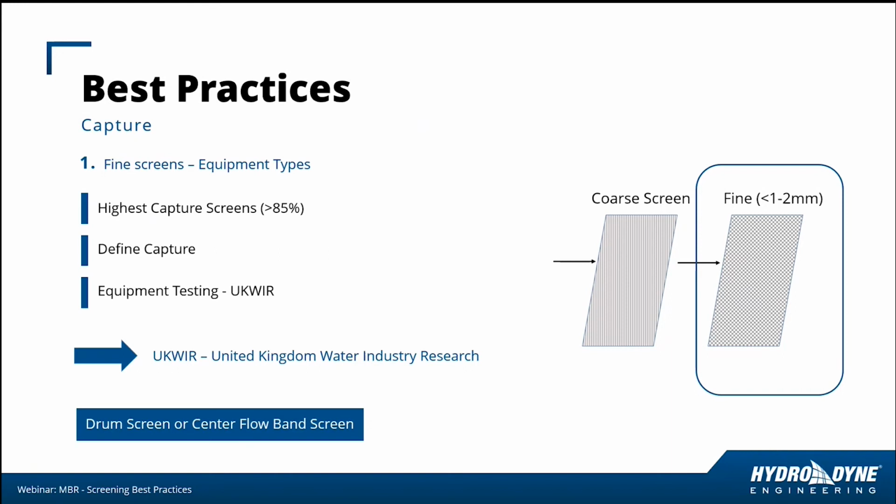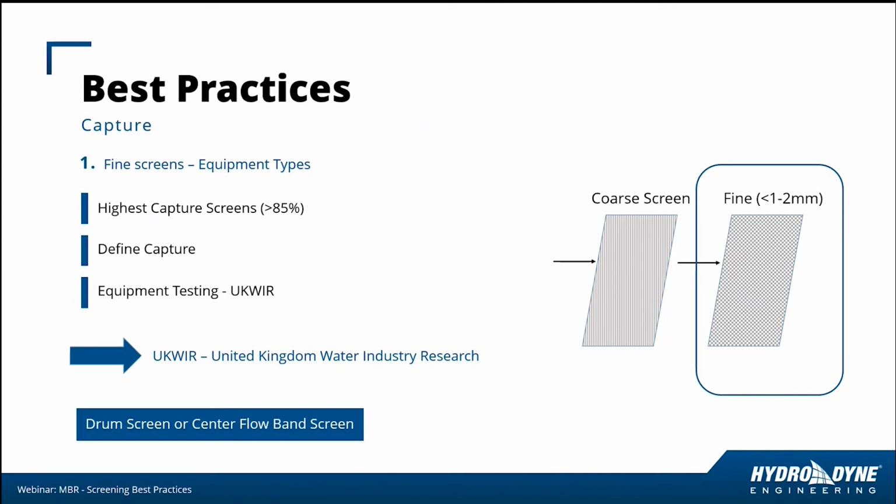And with fine screens, equipment has been tested by the UKWIR. This is the United Kingdom Water Industry Research organization. And I won't go into the details on the testing, but they've determined the highest capture screens are drum screens and a center flow band screen. So these are generally used to protect MBR processes. So let's focus on those types of screens.